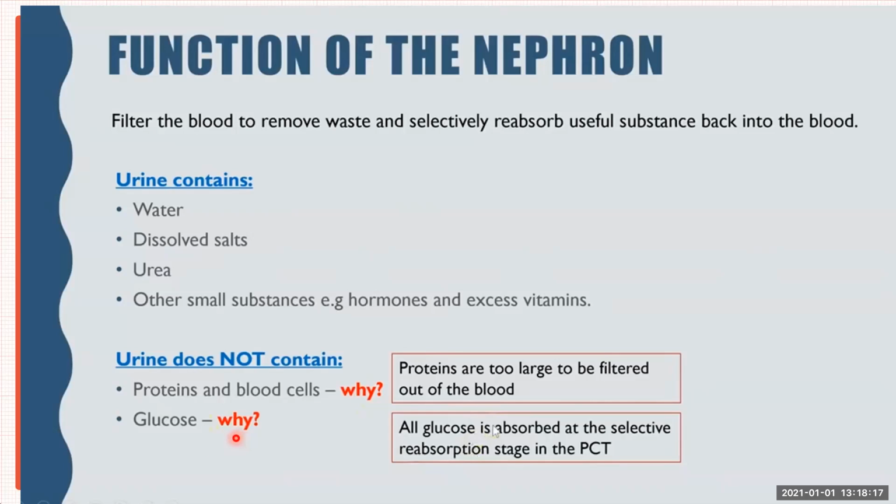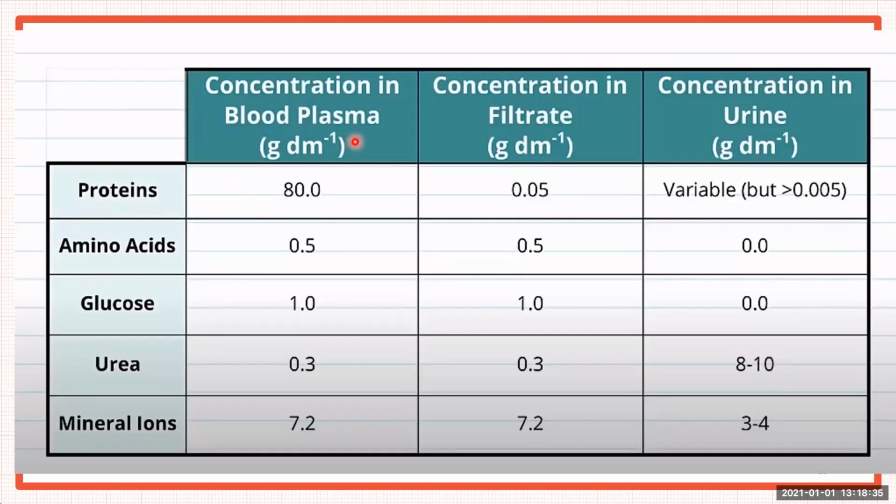So here you may see the concentration of proteins, amino acids, glucose, urea, and mineral ions in the blood plasma, as well as the concentration in the filtrate, right? And then finally, we'll compare with the concentration in the urine. This is how it happens. In the blood plasma, we have around 80 grams per decimeter cubed of proteins, 0.5 amino acids. So you can see all the values. In the filtrate, every value is exactly the same except for proteins. And as we just discussed earlier, this happens because proteins are too big to be filtered into the glomerular filtrate.